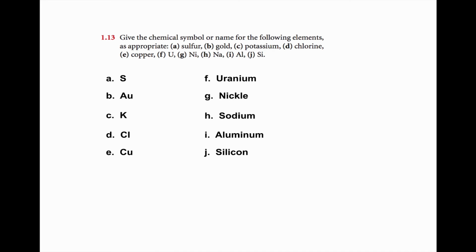Chlorine's easy, capital C, little l. Copper's easy, capital C, little u. Uranium, nickel, now sodium, right? Again, it's not S, it's Na. So whatever the source was of the word, it's not in English. So it's capital N, lowercase a for sodium. You're going to have to get used to memorizing some of these symbols.